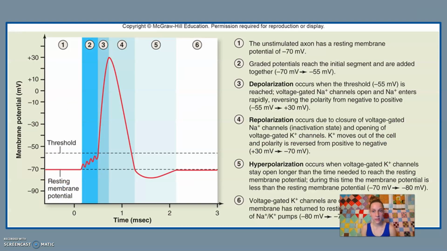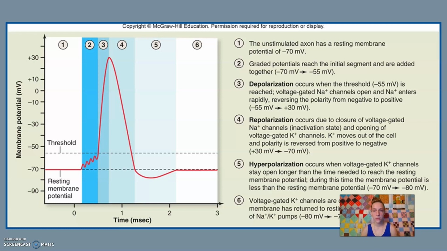And here is how the electrical conductivity works. We have the resting membrane potential at negative 70 millivolts. Then, when it reaches threshold at about negative 55 millivolts, it depolarizes, and this occurs when threshold is reached. And voltage-gated sodium channels open, and sodium enters the cell rapidly, reversing the polarity from negative to positive.